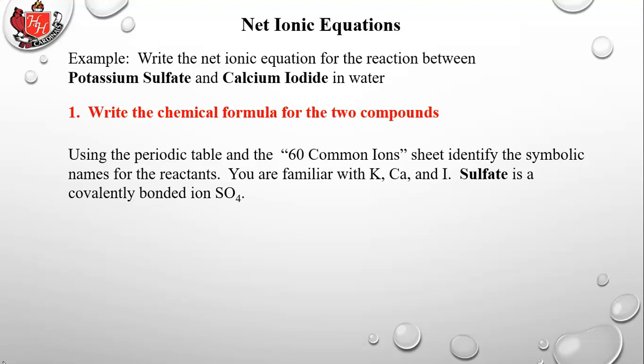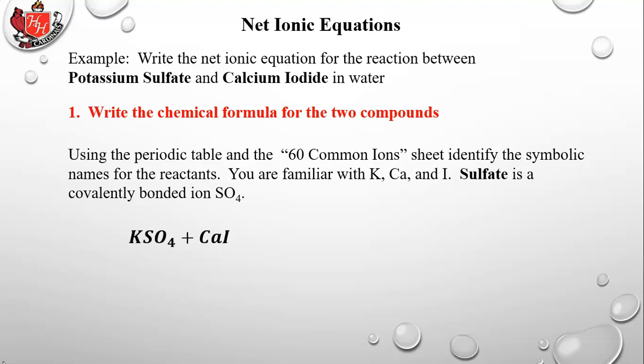So using the periodic table and the 60 common ion sheet and the charge number of ions, identify the symbolic names for the reactants. You are familiar with K, Ca, and I. Sulfate is covalently bonded SO4, and it's also an ion. It has a charge to it.